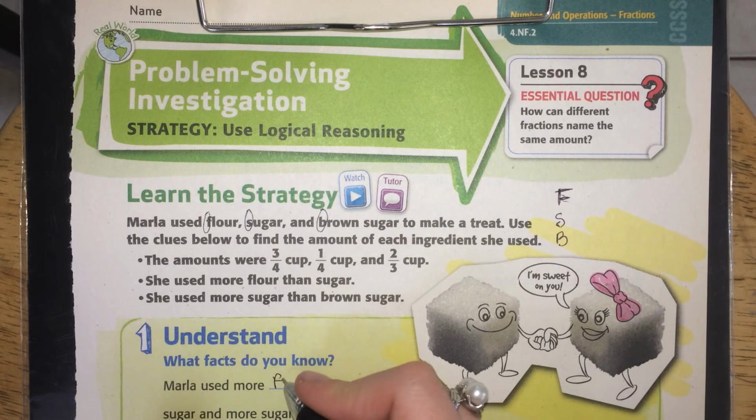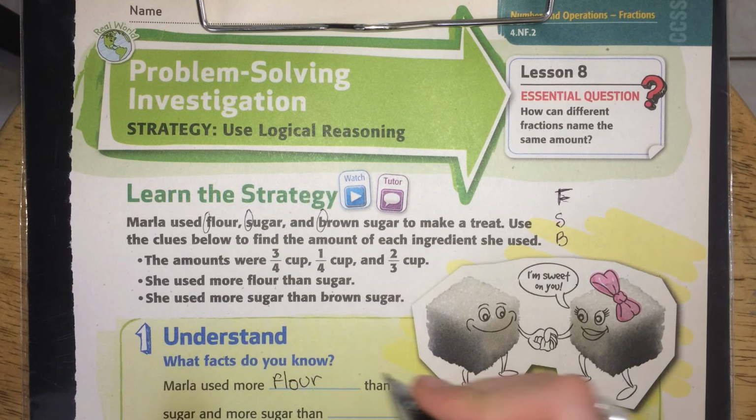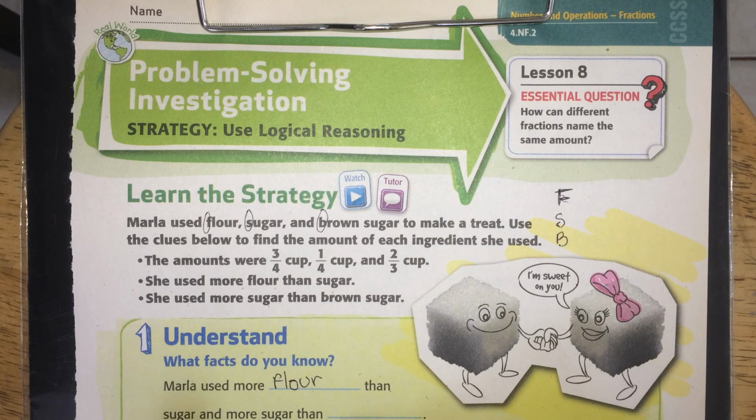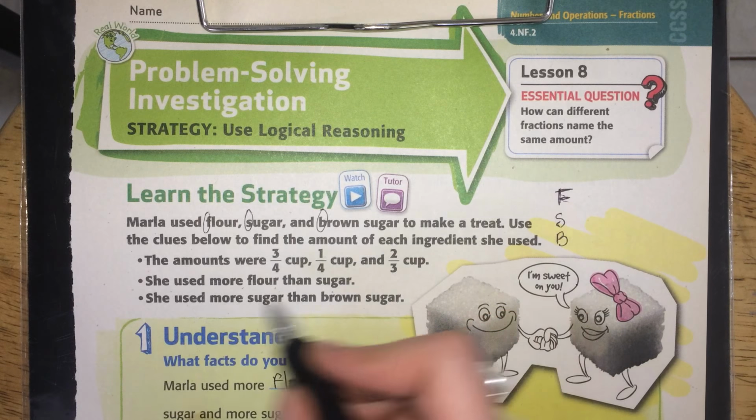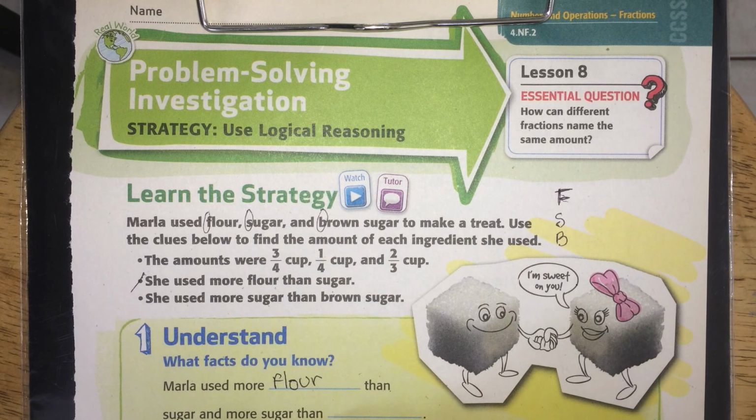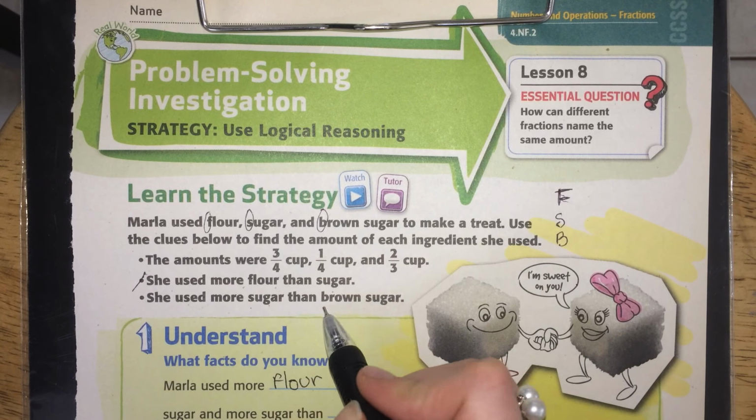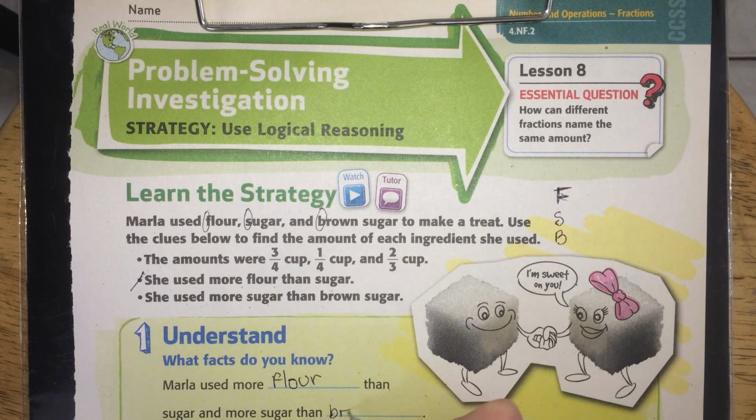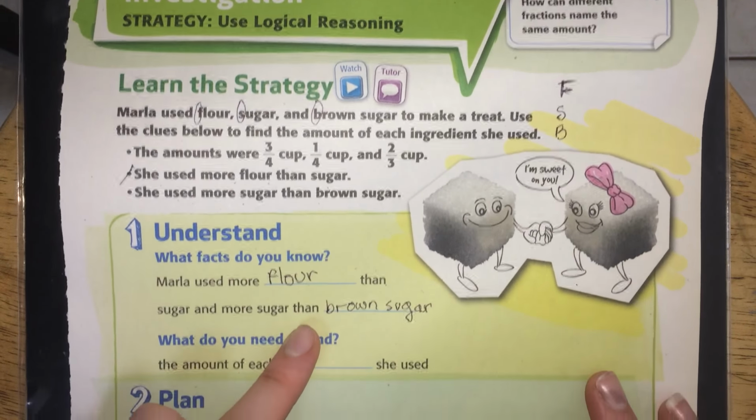So flour than sugar. Okay, so that's this word. More flour than sugar. Good. And more sugar than brown sugar. Okay?